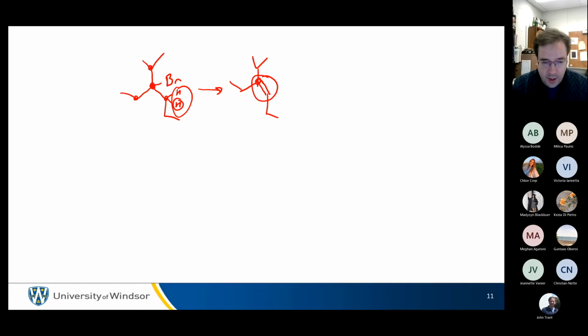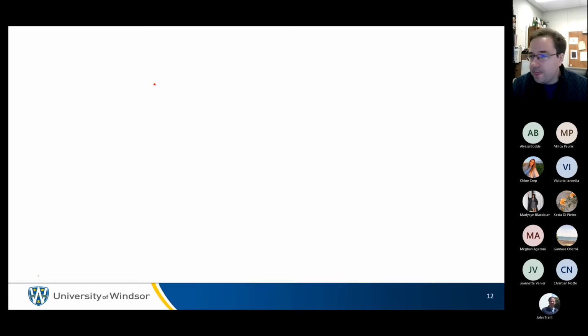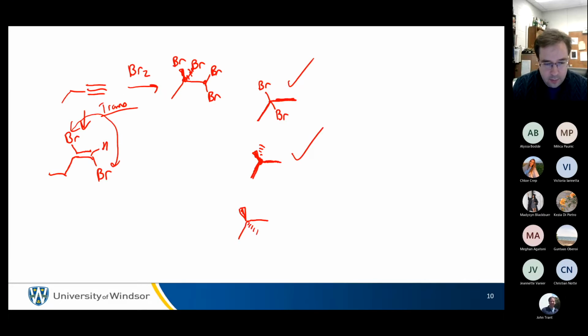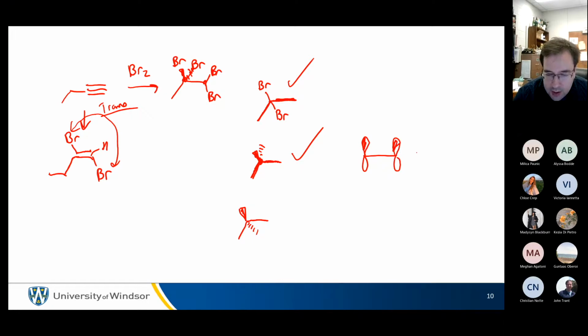Okay. Dr. Trant? Yeah. Quick question. Alyssa was asking a question about when we added like Br2. Can you go back to that slide? I was just wondering, what mechanism is that? It's an addition to a double bond, and it's just going to be addition to a triple bond. When we add the bromine to a double bond, it's because this pi orbital of the double bond is interacting with the sigma star, the antibonding orbital of the bromine-bromine bond.